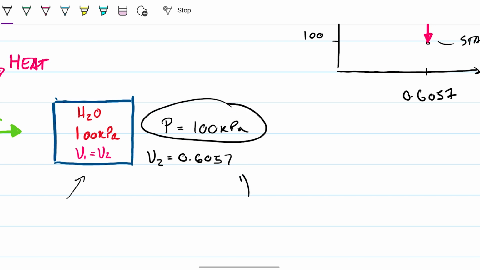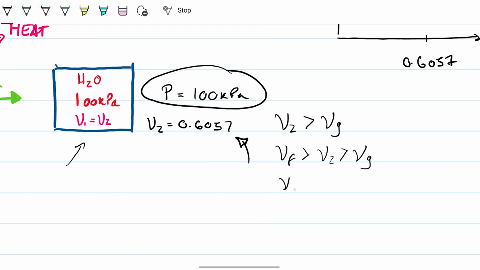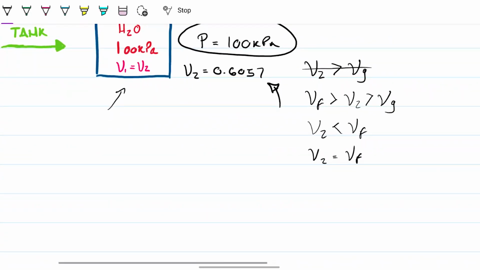So I need to check, at 100 kilopascals, how the limits of the saturated liquid and the vapor relate to this number here. If V2 is greater than Vg, that indicates superheated, and we know that cannot be the case. If it's in between the liquid and the vapor, it's a mixture. If V2 is smaller than Vf, that indicates a compressed liquid. That's what we need to find out. We kind of eliminate this already, just by knowing that the pressure is decreasing, but nonetheless, let's keep our options open.